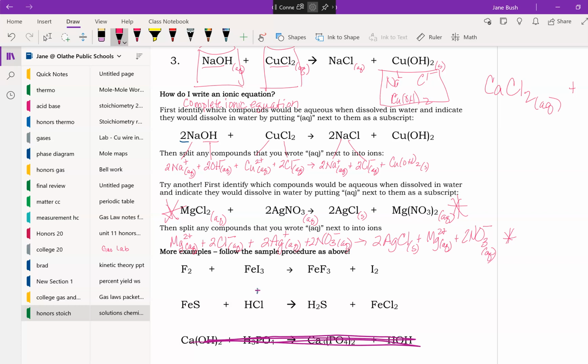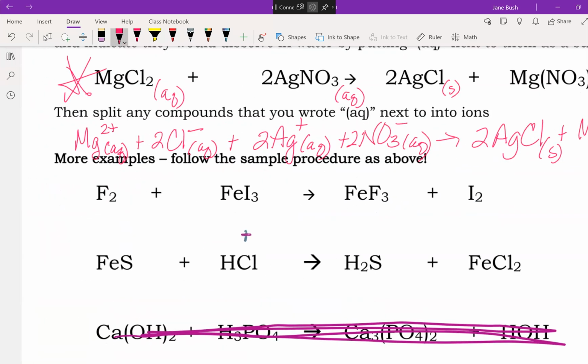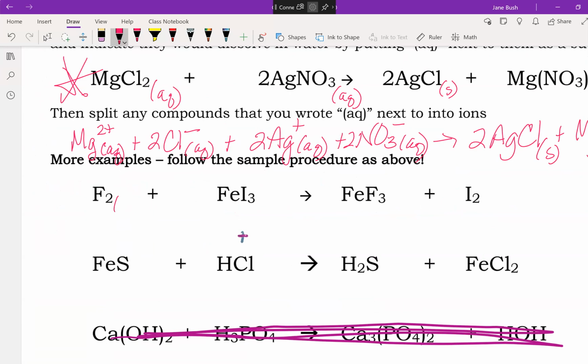All right, let's write out the next one. F2 is fluorine gas. At room temperature, fluorine gas is a gas. Iron 3 iodide is going to be soluble because iodide is like chloride, only PMS, silver, lead, or mercury. Fluoride's going to be the same way. And iodine at room temperature is solid. So, let's write a complete ionic equation.